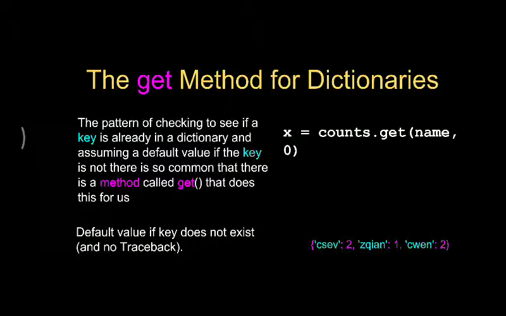The get method for dictionaries. The pattern of checking to see if a key is already in a dictionary and assuming a default value if the key is not there is so common that there is a method called get that does this. Default value if key does not exist. So how to do that? x equal to counts dot get of name comma 0. Directly this statement will give you the total number of occurrences of each key.